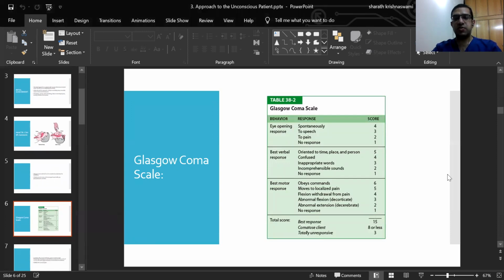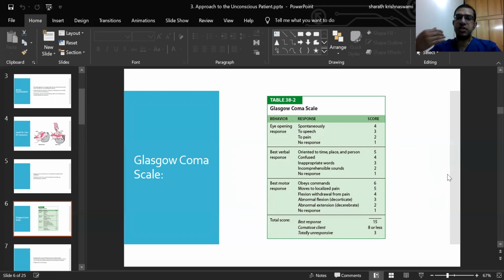This is known as the Glasgow Coma Scale. When an unconscious person is brought to the emergency department or the ICU, the emergency medicine physician or the anesthesiologist will assess the patient's Glasgow Coma Scale score. It is based on three parameters: the eye opening, the verbal response, and the motor response.